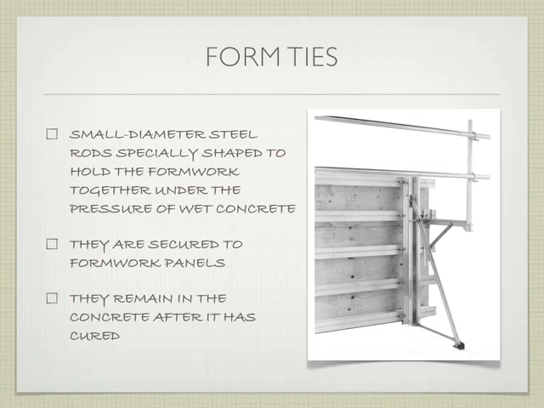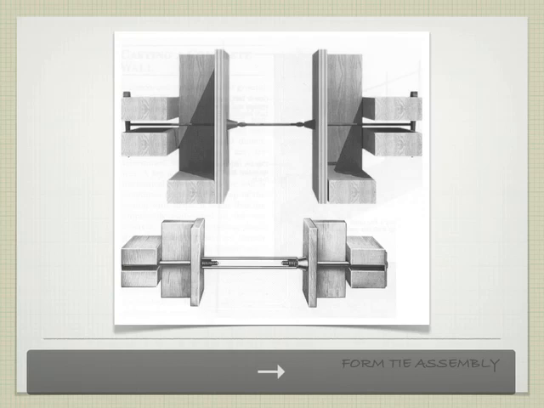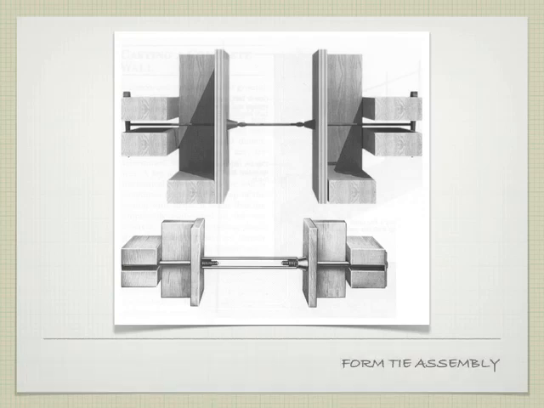Okay, so what are form ties? They're small diameter steel rods that hold the formwork together under the pressure of wet concrete. They're secured to the formwork panels themselves, and they remain in the concrete after it's been cured. So here's the picture example, but you have one in front of you, which I think is easier to understand. So I'm going to walk through them a little bit.